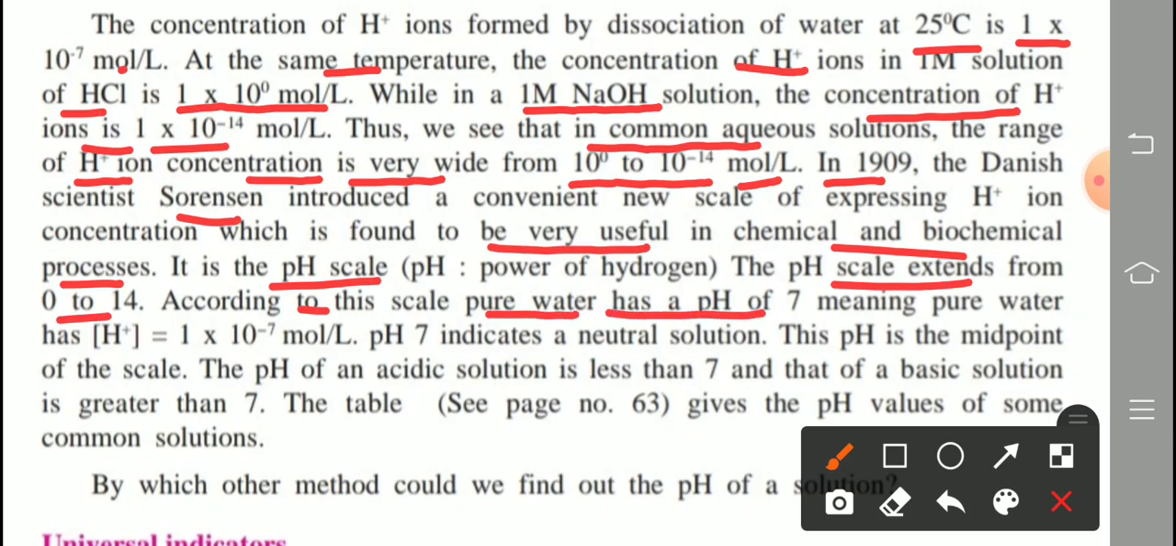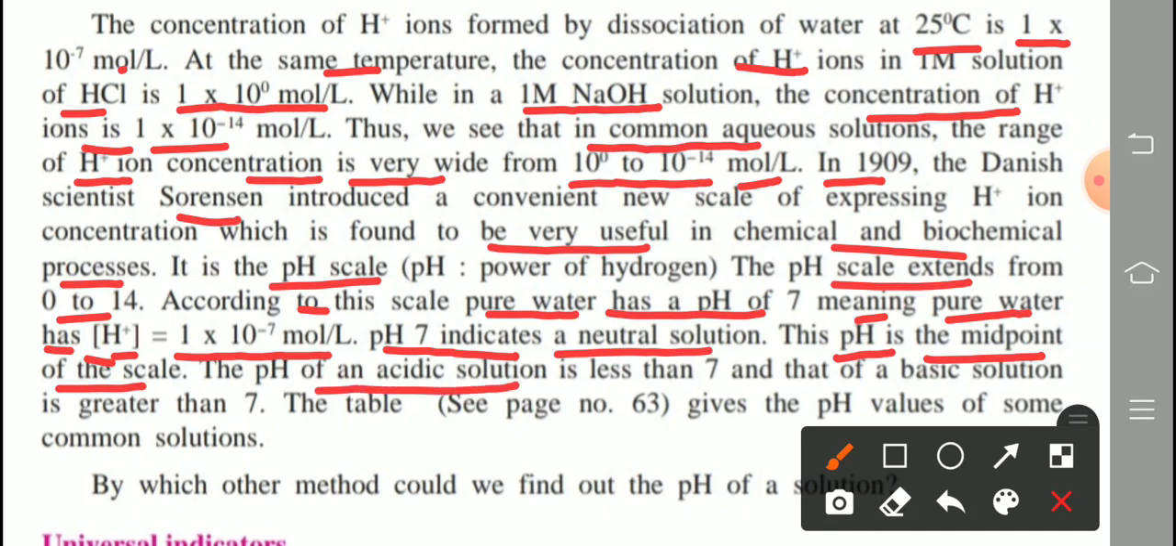Underline, pure water has a pH of 7, meaning the H plus ion concentration is 1 into 10 raised to minus 7 mole per liter. pH 7 indicates a neutral solution. This pH is the midpoint of the scale. The pH of an acidic solution is less than 7, and that of a basic solution is greater than 7. The table on page number 63, the previous page, gives the pH values of some common solutions.